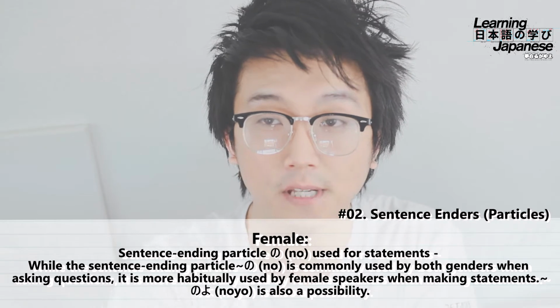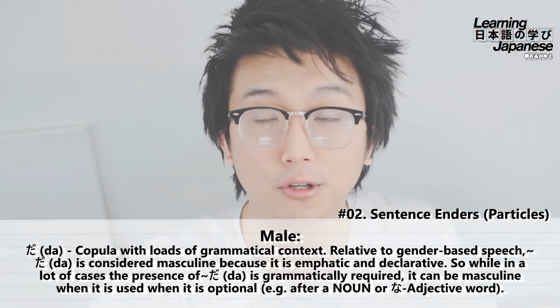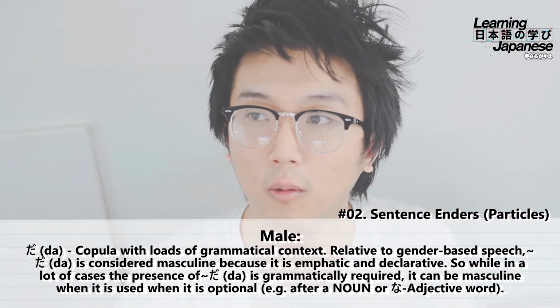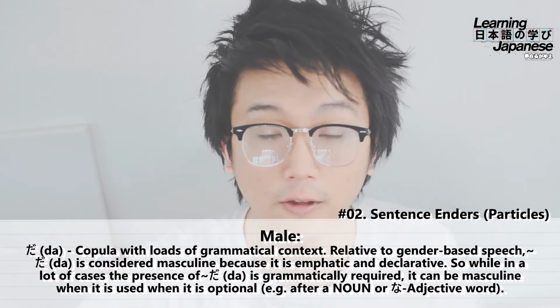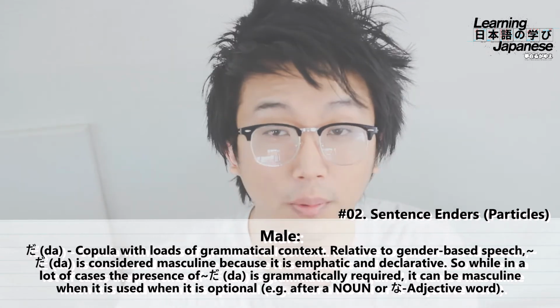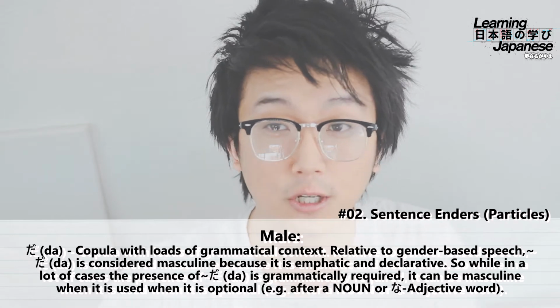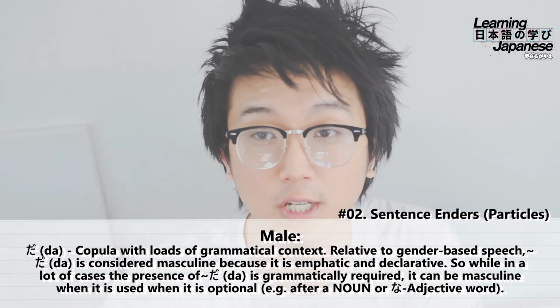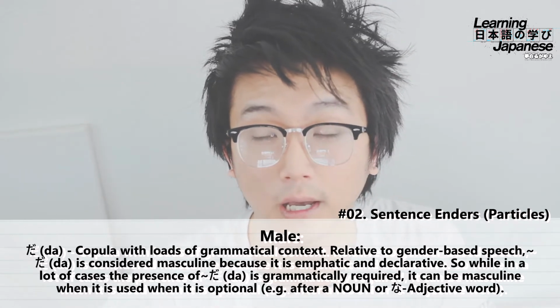Let's go into what sentence enders and particles male speakers use now. They have a couple more really common ones. The first one is just going to be the copula da. We know what this copula is, we should know what it is. It's basically the casual, plain form of desu, the polite copula.